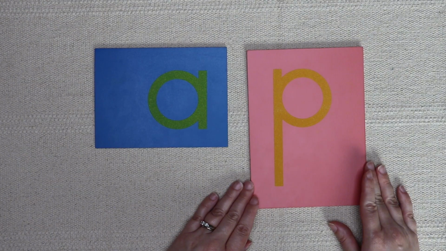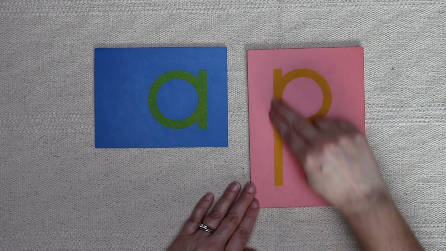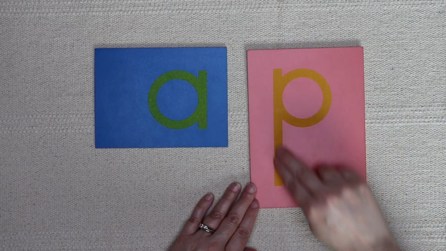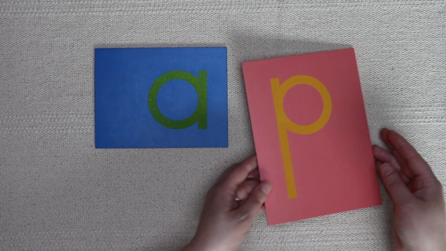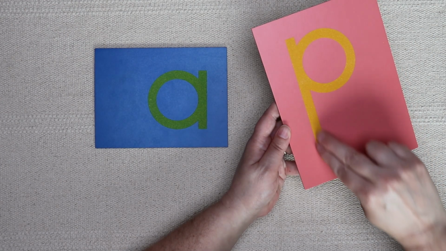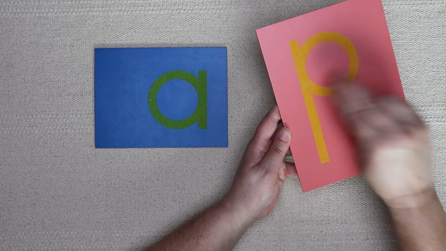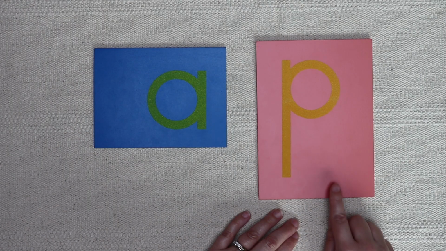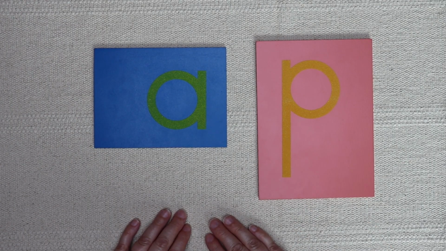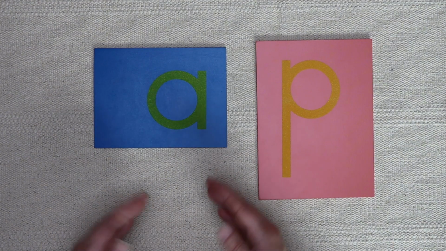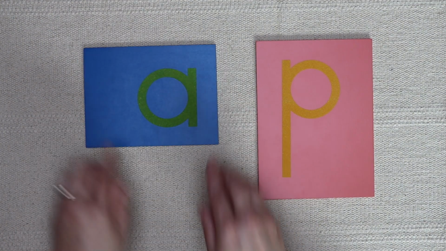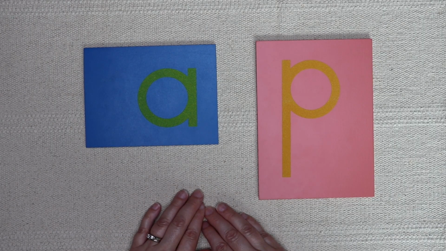This is the letter P. It says P, P, P. Now you try. And they'll trace and say the sound P. Can you show me the letter that says P? Yes. Can you show me the letter that says A? Can you give me the letter that says A? Thank you. Can you give me the letter that makes the sound P?